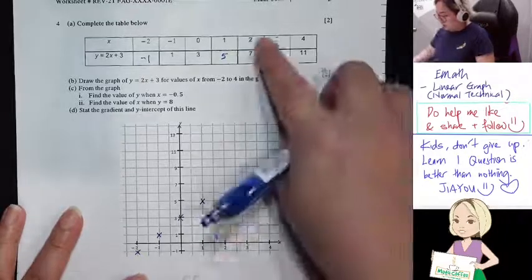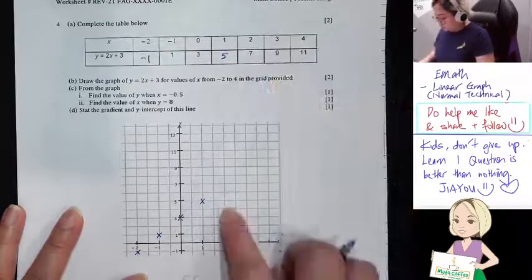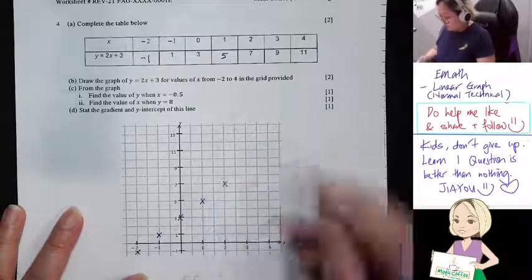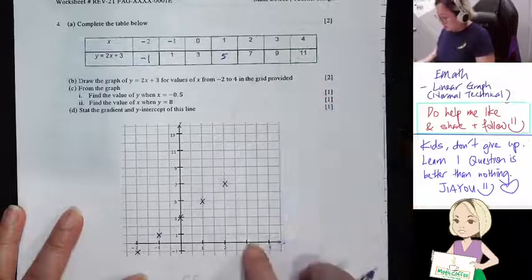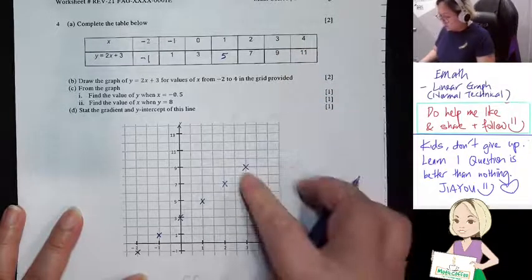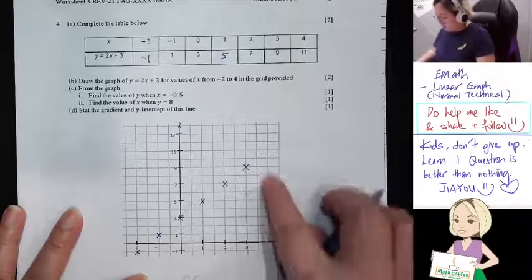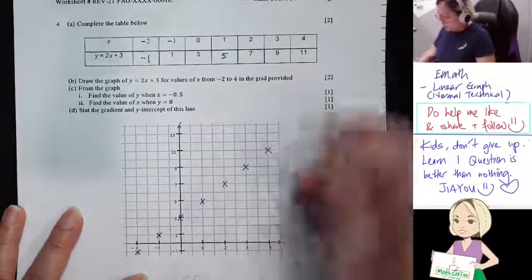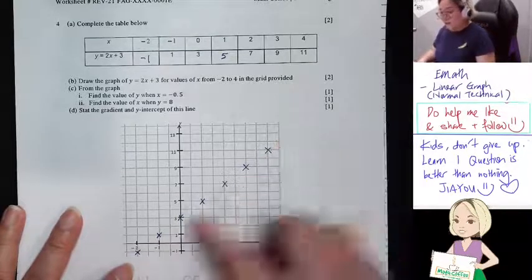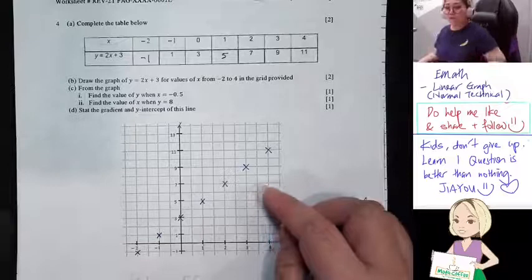Okay, next is 2, 7. 2, 7. So which is here. Next, 3, 9. 3 and 9. Next is 4, 11. 4, 11. So you see, the points will form a straight line. I just need actually 3 points. I can draw the line already. I don't need so many points.